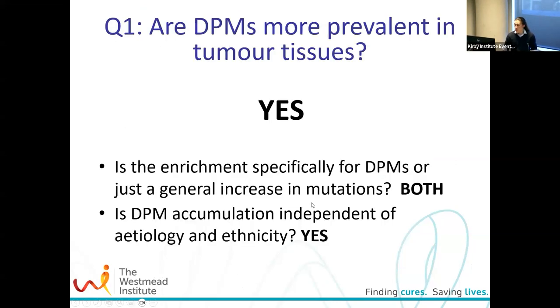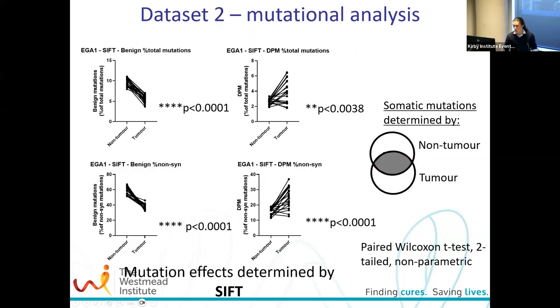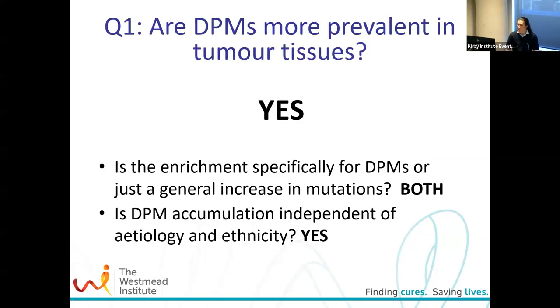This was found in both algorithms, but I'm only showing the SIFT data here. So yes, these DPMs are more prevalent in tumor tissues. They are enriched, so there's specific enrichment of DPMs, and it accumulates independent of etiology and ethnicity.